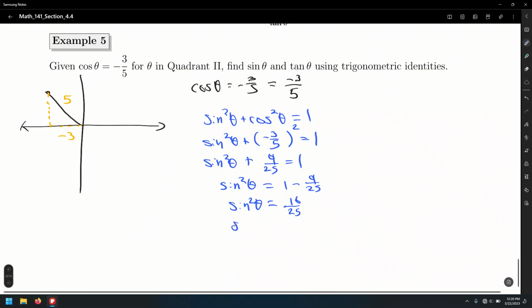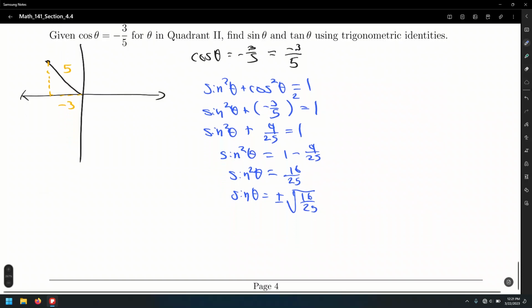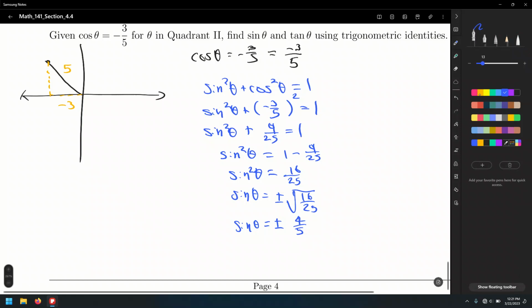Sine theta equals plus or minus the square root of 16/25. Yes, let's keep the plus or minus for a second here. There's a reason why we need to keep it. Well, sine theta in this case, notice both the 16 and the 25 are perfect squares, so the square root of 16/25 is 4/5. Now, in this case, which one are we going to take?